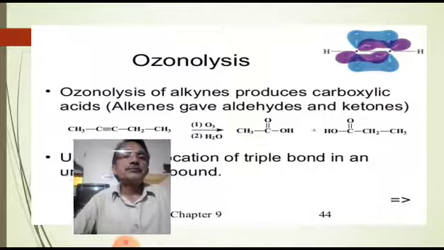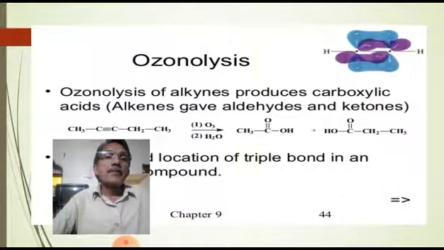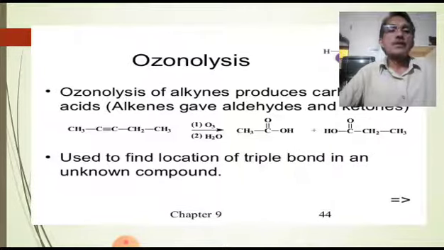Example, 2-pentyne. 2-pentyne undergoes ozonolysis. During the process of ozonolysis, ultimately we get ethanoic acid and propanoic acid, meaning acetic acid and propionic acid are obtained as products of ozonolysis. This ozonolysis is useful to find the location of the triple bond in an unknown compound.